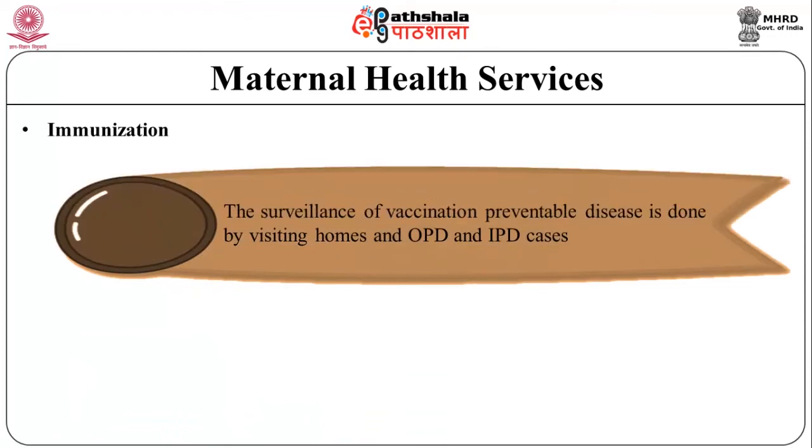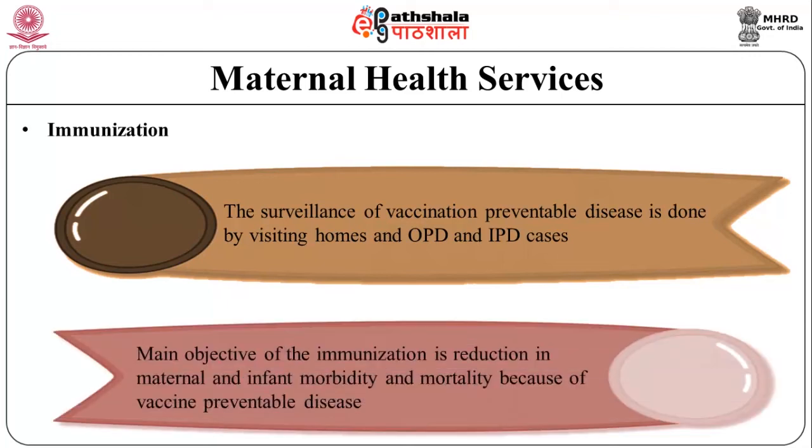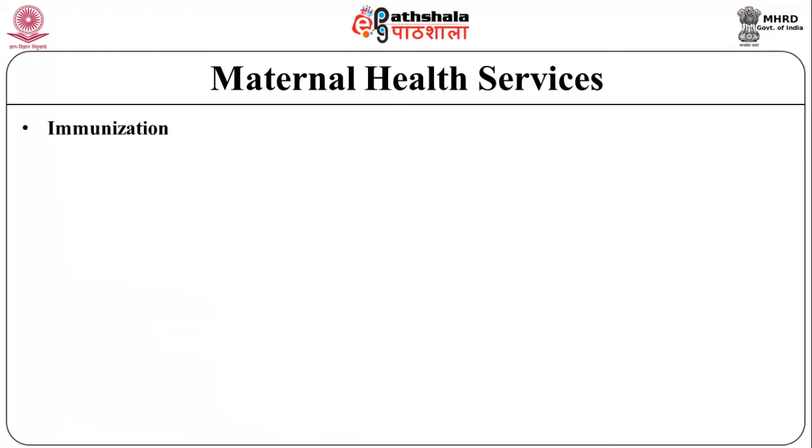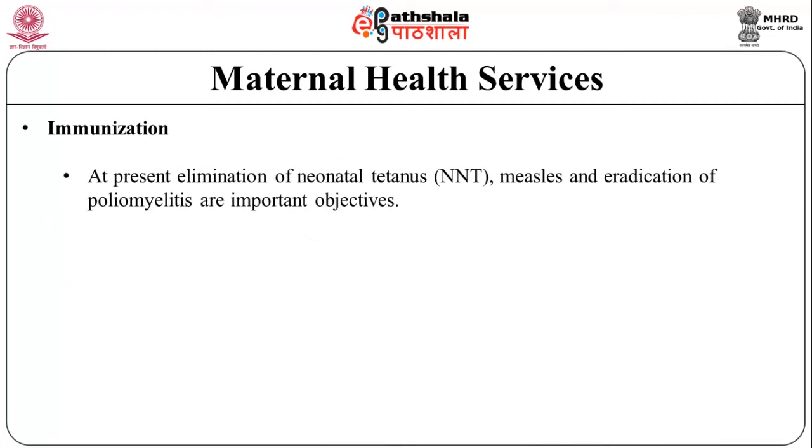The surveillance of vaccination preventable disease is done by visiting homes and OPD and IPD cases. The main objective of the immunization is reduction in maternal and infant morbidity and mortality because of vaccine preventable diseases. At present, elimination of neonatal tetanus, NNT, measles and eradication of poliomyelitis are important objectives.